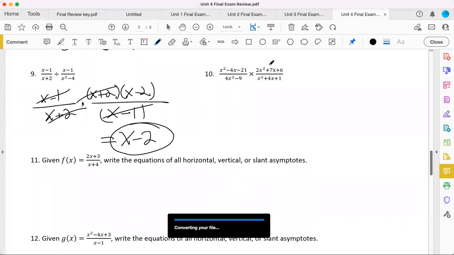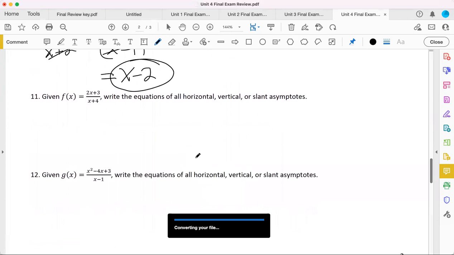I do think there may be some factoring that can be done here and some canceling. I don't think this can be factored though. So there you go. There were a lot of rules that dealt with horizontal and vertical asymptotes.